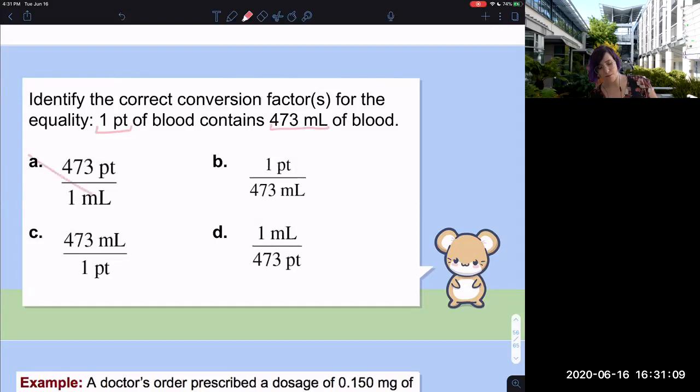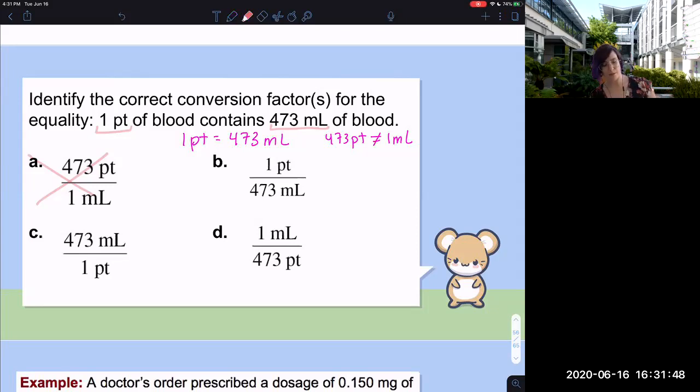So if you chose A, that's wrong. What did I do with A? I switched my numbers up, and that's not true. The 2 things on top of each other have to be equal to each other. So what does my equality look like? My equality is 1 pint equals 473 milliliters, right? So I can put 1 pint on the top, or I can put 1 pint on the bottom, but I have to make sure the 1 and the pint stay together. Because if I don't, 473 pints definitely does not equal 1 milliliter. 1 milliliter is small, a pint's bigger. So I can't say there's a lot of big things and a little thing. That doesn't work.